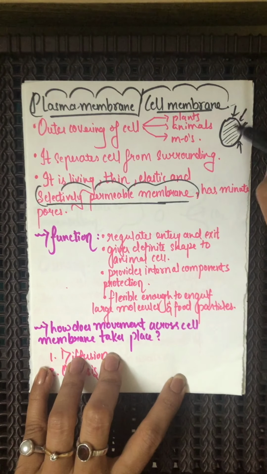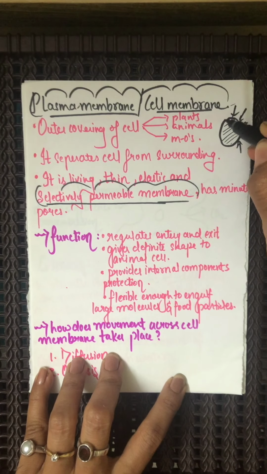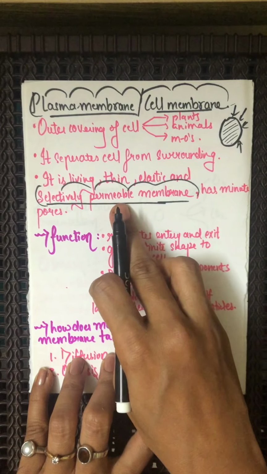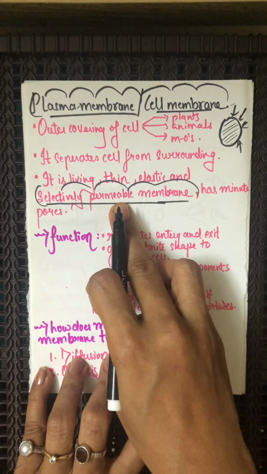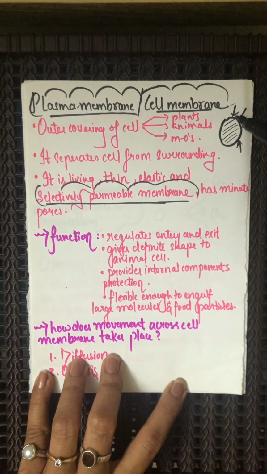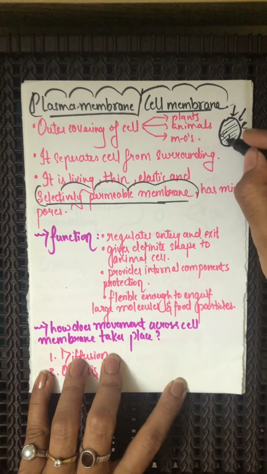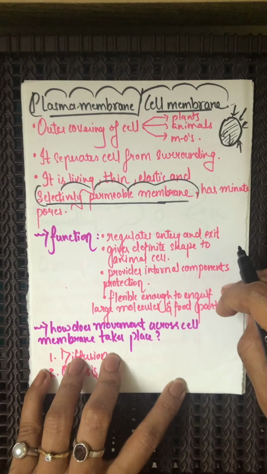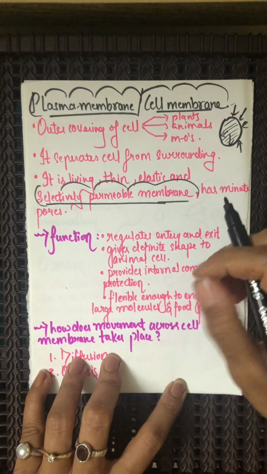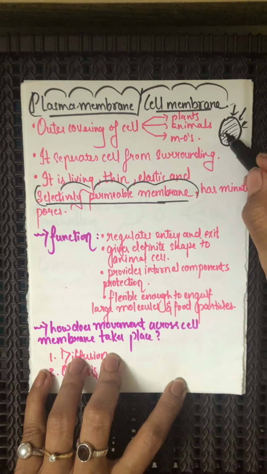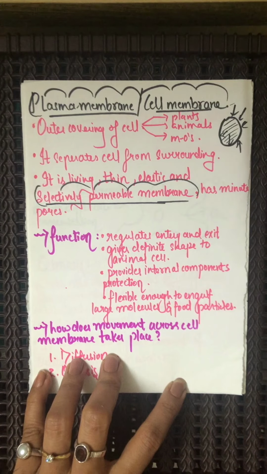So similarly, the boundary of the cell, the membrane of the cell, that is the plasma membrane, is a selectively permeable membrane. It allows only certain substances to enter in and leave the cell. It doesn't allow each and everything to enter inside the cell, and it also doesn't allow each and everything from the cell to get out of the cell. Fine. And it has very minute pores on its surface with the help of which it does the process of taking in something and giving out something.